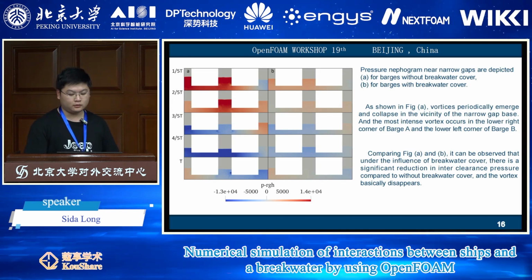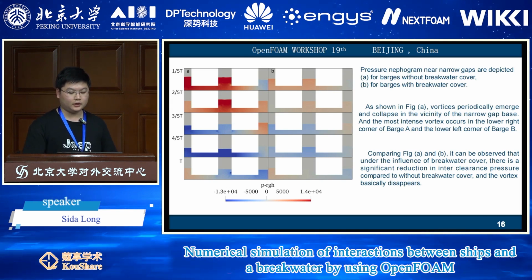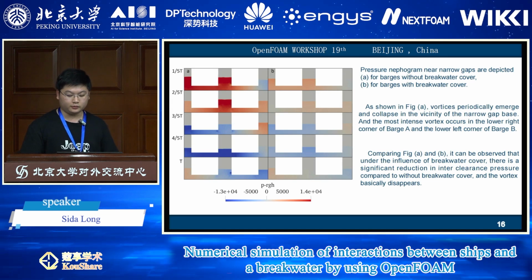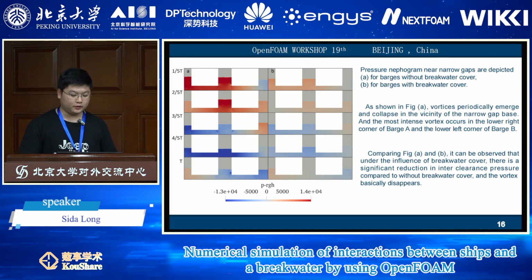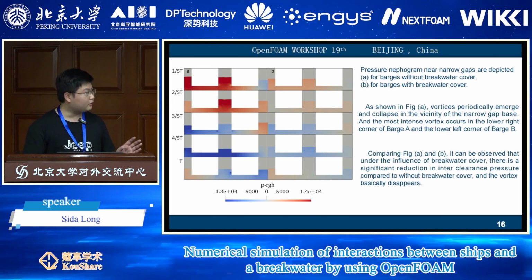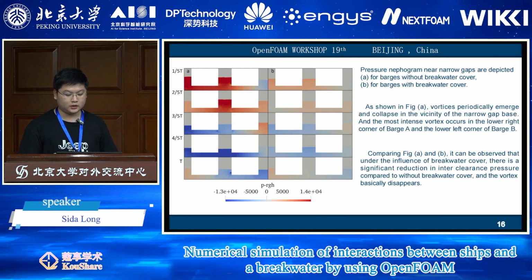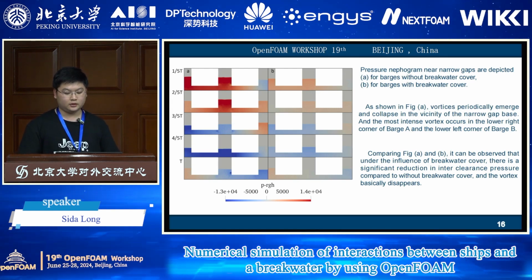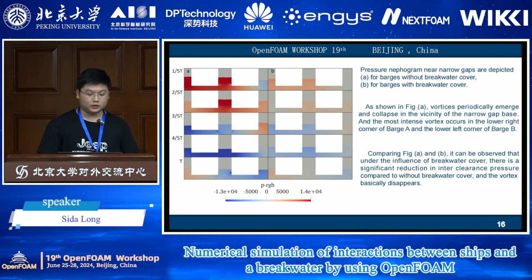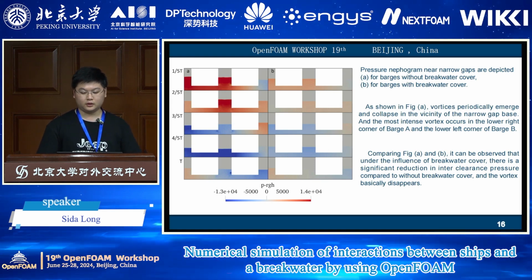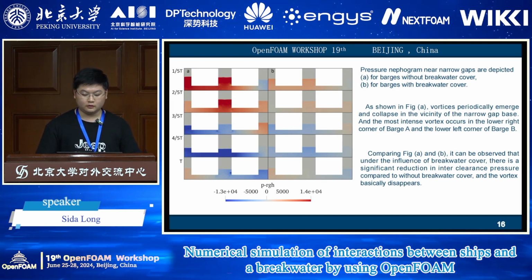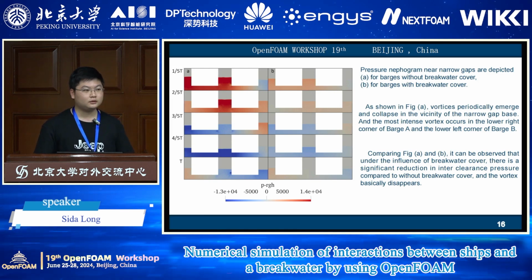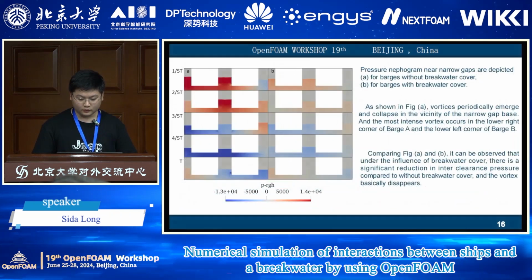To compare figures A and B, it can be observed that under the influence of breakwater cover, there is a significant reduction in interclearance pressure compared to without the breakwater cover, and we found that the vortex basically disappears.